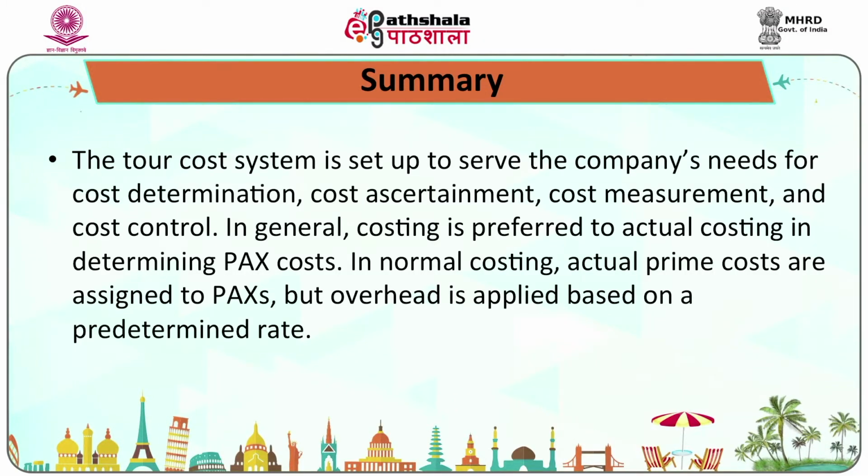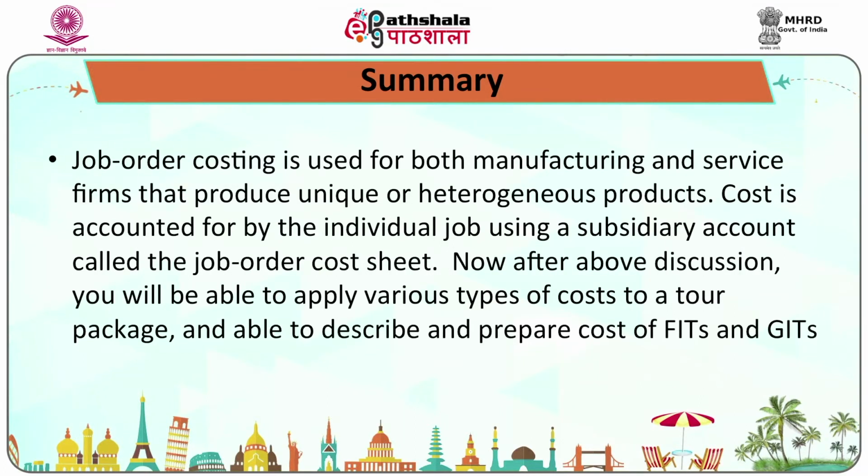The tour cost sheet is set up to serve the company's needs for cost determination, cost ascertainment, cost measurement and cost control. In general, normal costing is preferred to actual costing in determining the pax cost. In normal costing, actual prime costs are assigned to per pax, while overheads are applied based on predetermined rates. Job order costing is used for both manufacturing and service firms that produce unique or heterogeneous products. Cost is accounted for by the individual job using a subsidiary account called the job order cost sheet.